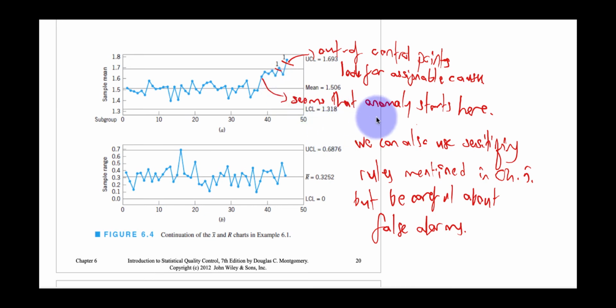To prevent this, we can use sensitizing rules. We have mentioned them in chapter 5, lecture 3. Okay, you can check lecture 3 right now. We have some sensitizing rules to detect shifts more easily and in advance. But we need to be careful when using these sensitizing rules, because if we use them, we are going to have lots of false alarms, and we have talked about this problem in lecture 3. Please check it.